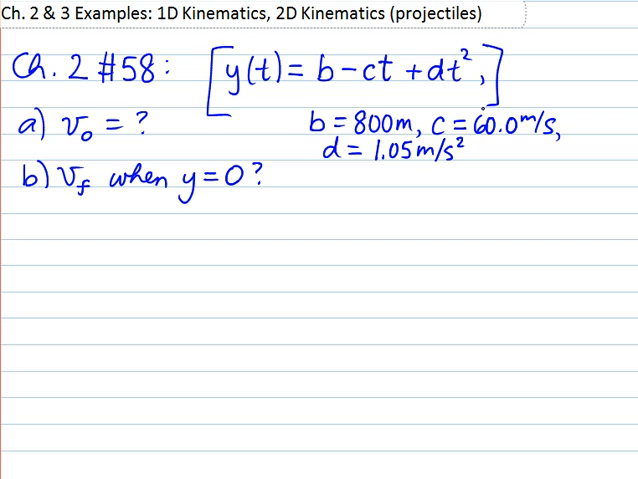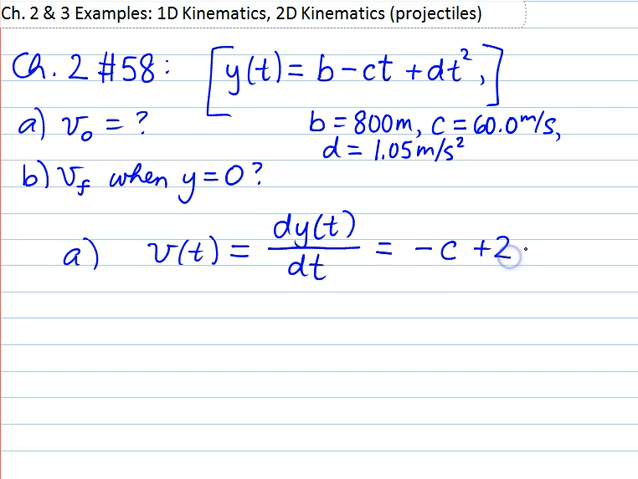And so what we have to turn to here is the fact that velocity is the derivative of position. And so we want to take the derivative of y with respect to time, and so that's going to be negative c plus 2dt. So that's an expression that works for all times. Okay, and actually if we plug in our numbers we get negative 60.0 meters per second plus 2.10 meters per second squared t.